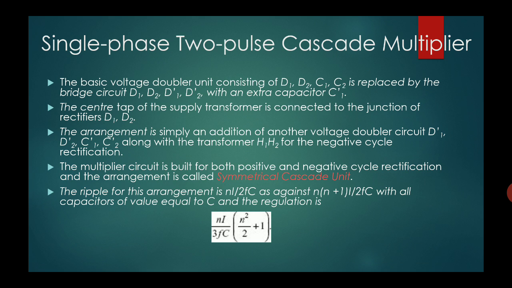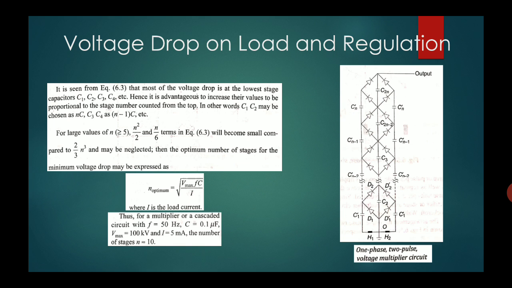So you have a single phase 2 pulse cascade multiplier, which is shown in the figure on the right hand side. We have the extra rectifiers D1 dash and D2 dash connected, and we have a capacitor in between every pair, as you can see in the diagram.